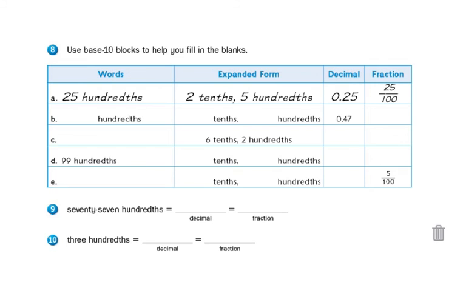Again, if you need additional time, go ahead and pause your video to get caught up. Number 8 says use base 10 blocks to help you fill in the blanks. We have a column that we're writing words. Next, we're writing in expanded form, the third column is decimal, and the last column is fraction. So we're going to start with the decimal in 8b. 47 hundredths would be the same as 47 hundredths.